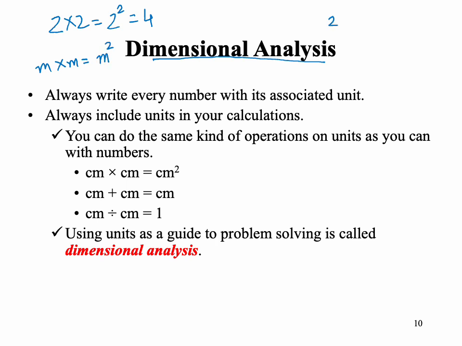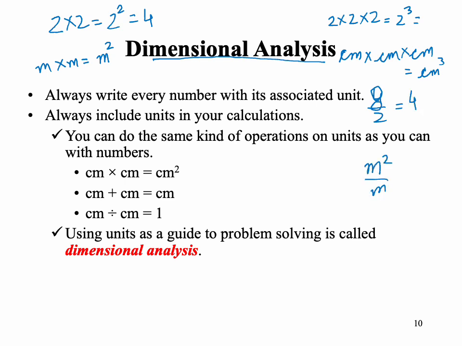If you say 2 times 2 times 2, that is 2 cubed, right? You can also similarly say centimeter times centimeter times centimeter, which is cubic centimeters. Let's say 8 divided by 2 is 4. Similarly, if I say meter squared divided by meter, remember squared means it's the same thing 2 times, which means I can cancel this. So meter squared divided by meter is the same as meters.